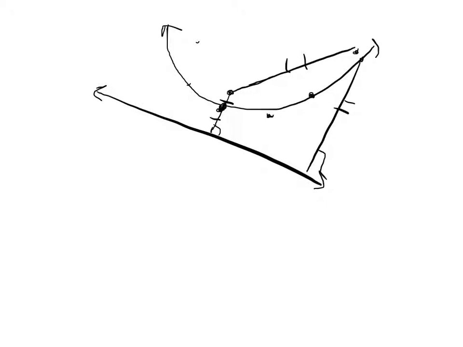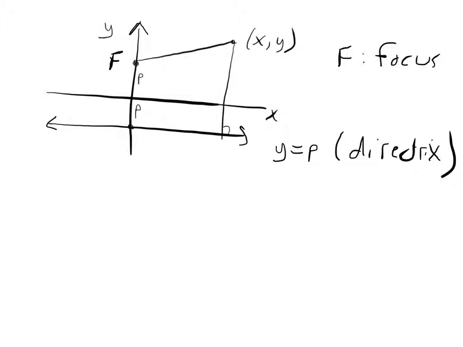It's the set of all points, call this one (x, y), in a plane such that the distance from the point to the point is the same as the distance from the point to the line. And note the distance from a point to a line is going to be the length of that perpendicular segment. So we're going to give a name to that point and the line. Our point is called the focus, and our line that we're equidistant from is called the directrix.